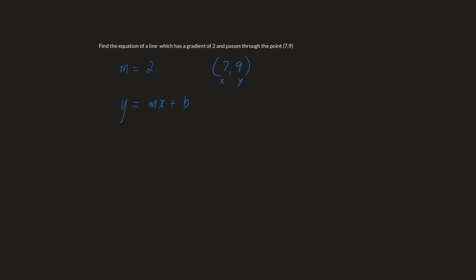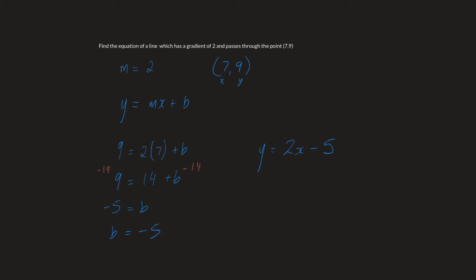So y is 9, m is 2, x is 7, plus b. Now if we simplify that, 14 plus b. So if we subtract 14 from both sides, that'll give me a value of -5 for b. So therefore b equals -5. So my equation is going to be y equals 2x minus 5.